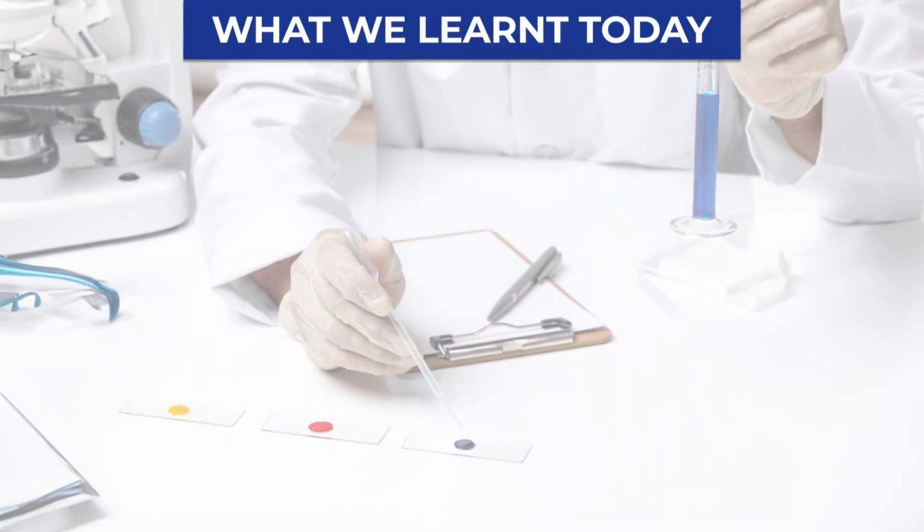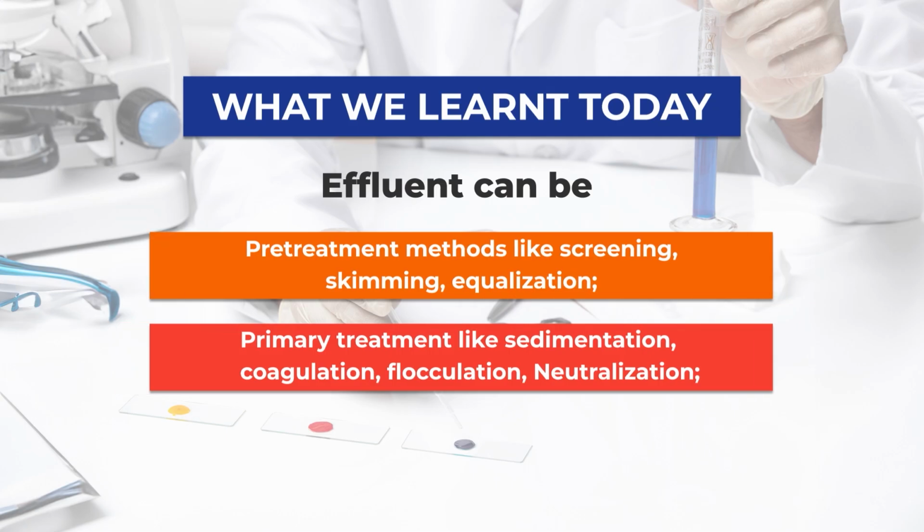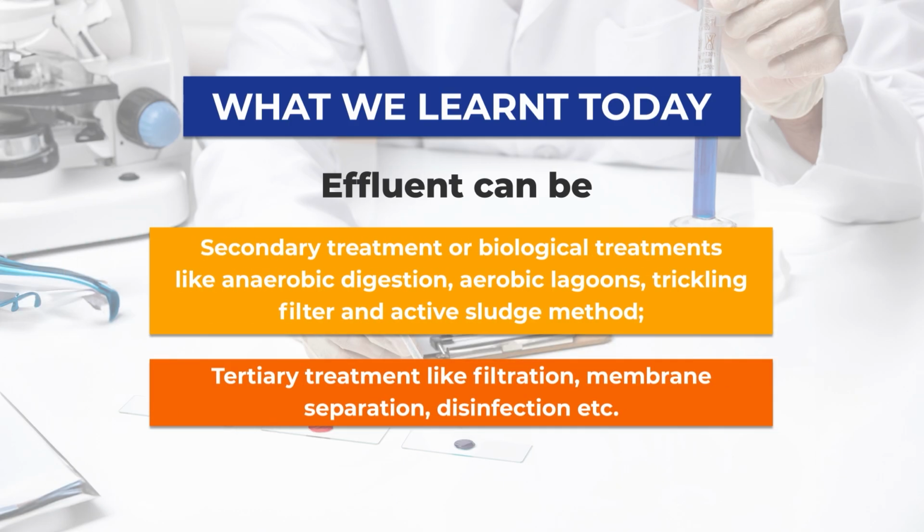Then effluents can be treated by pre-treatment, primary treatment, secondary treatment and tertiary treatment methods. In the pre-treatment phase, methods like screening, skimming, equalization can be done. Primary treatments like sedimentation, coagulation, flocculation and neutralization can be done. In the secondary treatment, that is the biological treatment, anaerobic or aerobic digestion, aerobic lagoons, trickling filters, and activated sludge method can be followed.